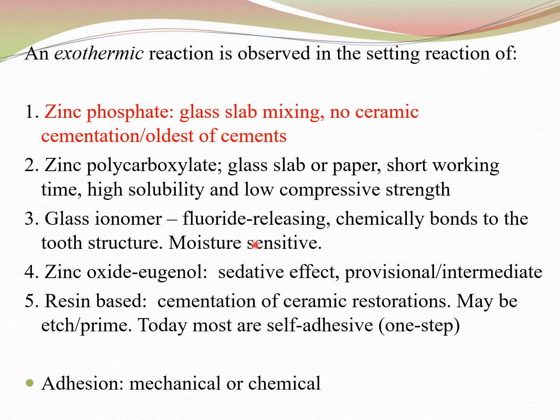And that's because of that heat that's giving off. And also no ceramic cementation, any type of ceramic materials like a lithium disilicate or a zirconia type of restoration, is going to be used with a zinc phosphate cement. A zinc polycarboxylate cement can be mixed on a glass or a paper, has a short working time, high solubility, low compressive strength. We don't really use those quite as much. It's one of the older types of cements that are out there, but it still is used more so in orthodontics.